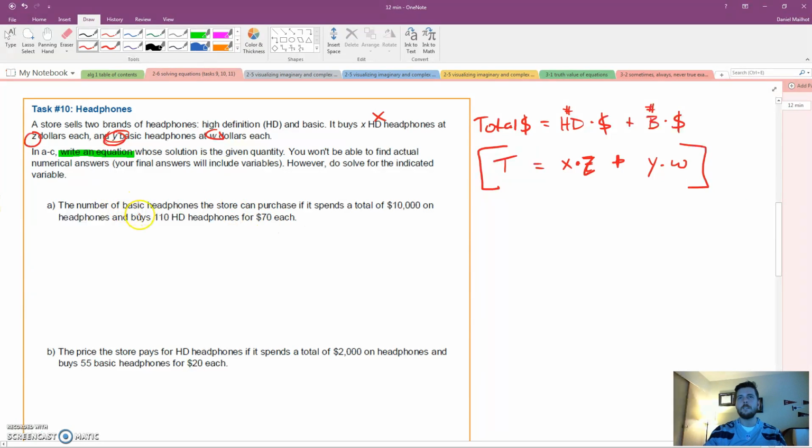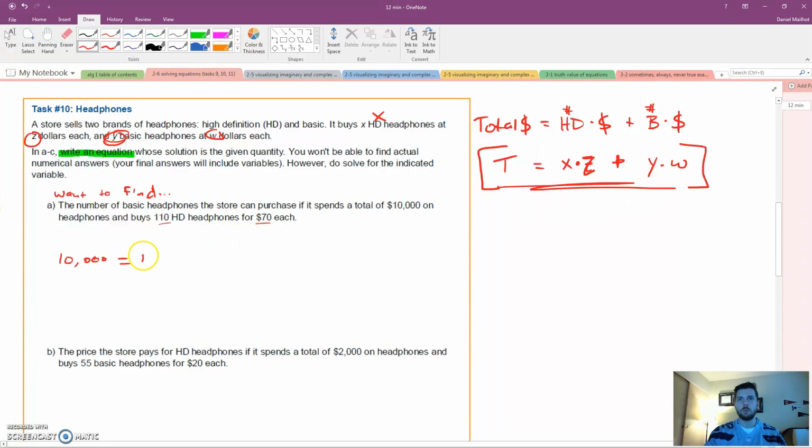A says we want to find the number of basic headphones the store can purchase if it spends a total of $10,000 on headphones altogether and buys this many of HD at that price. Use this equation and fill in what we know. What's the total that they spent? 10,000. Replacing T, 10,000. Now, HD headphones, is that X or is that Y? It's X, right?